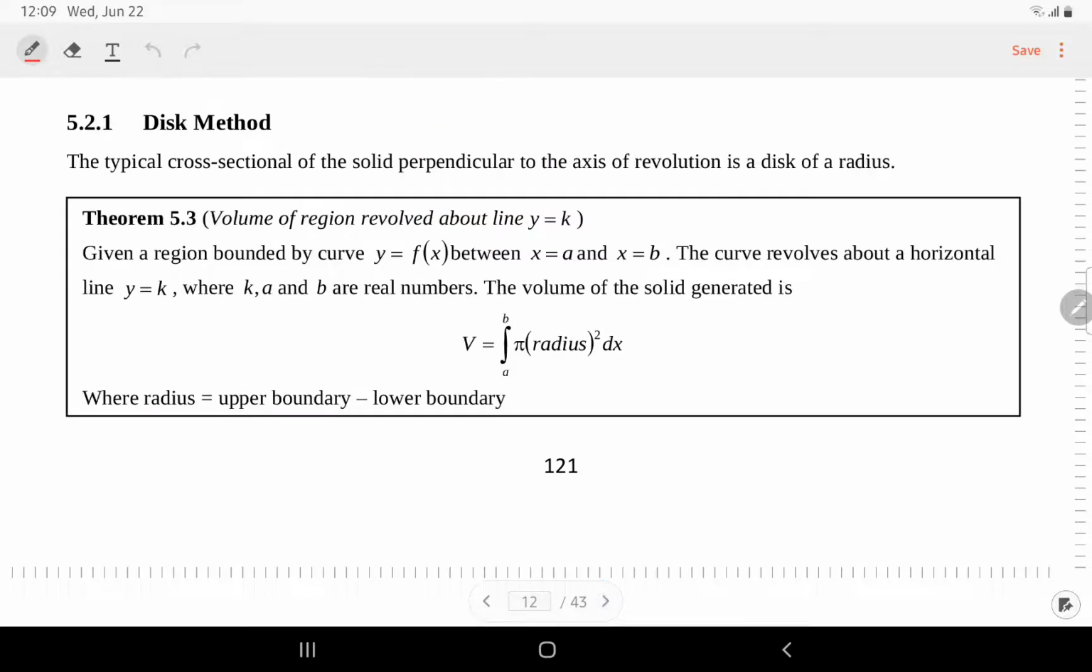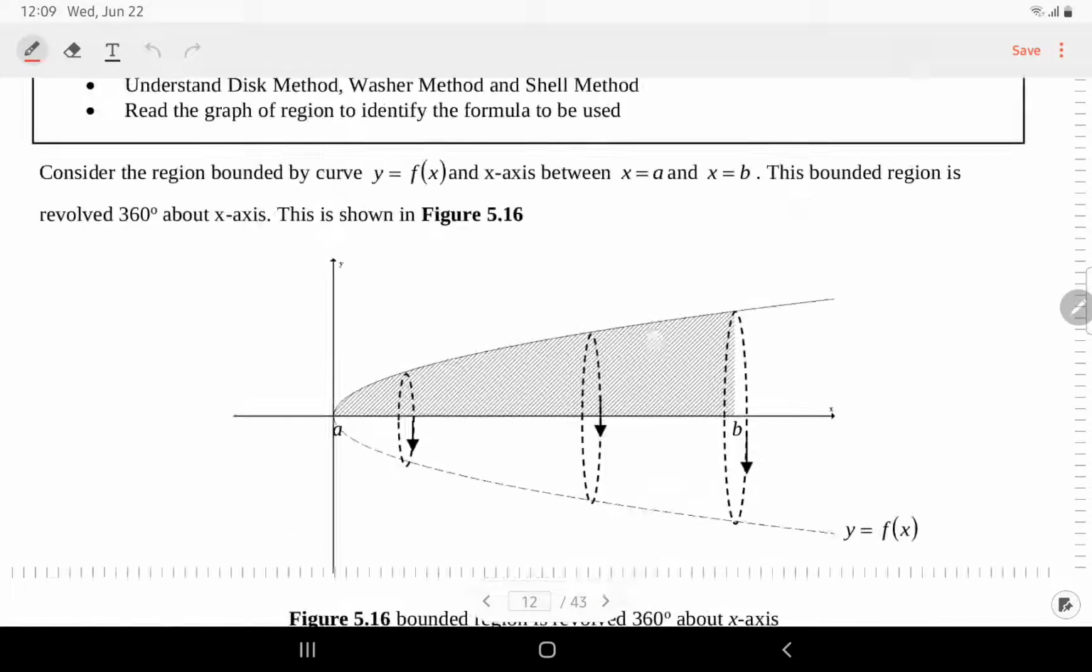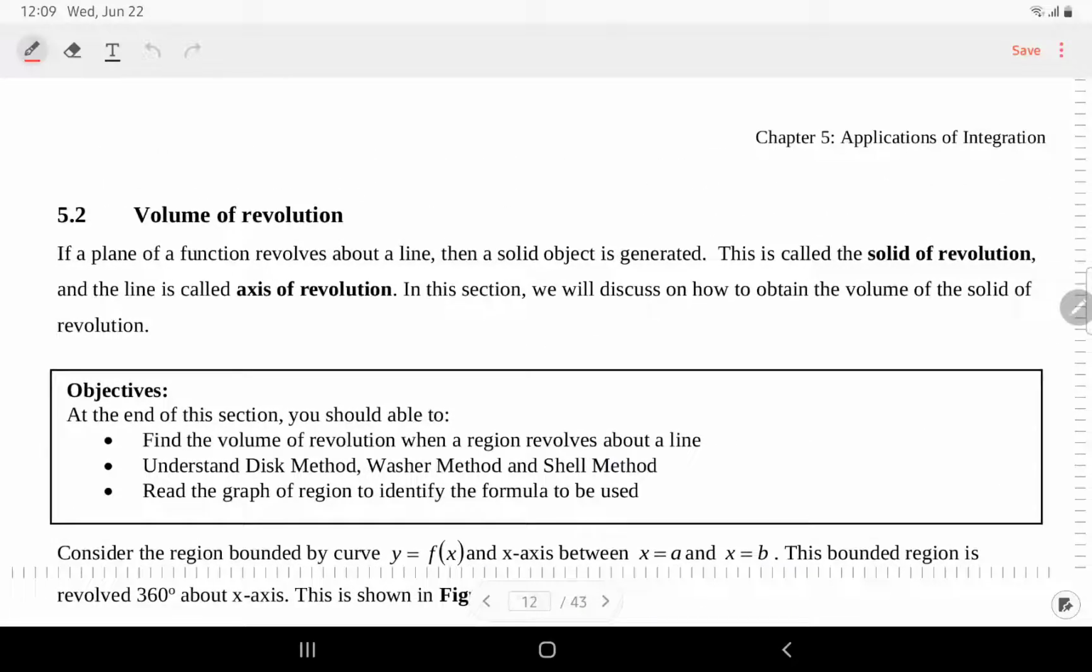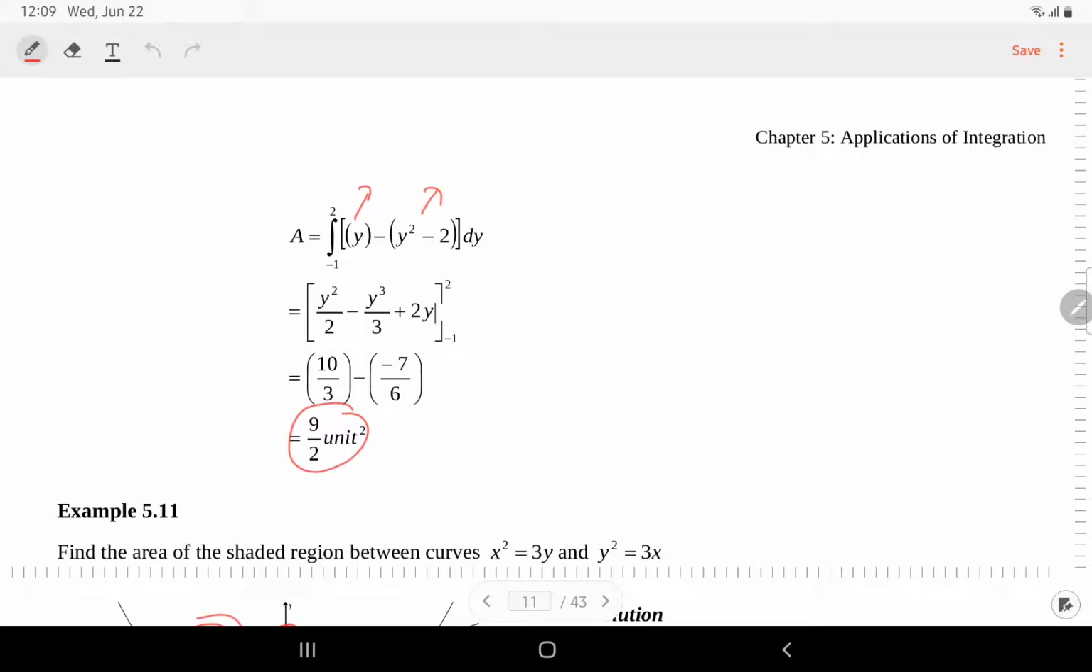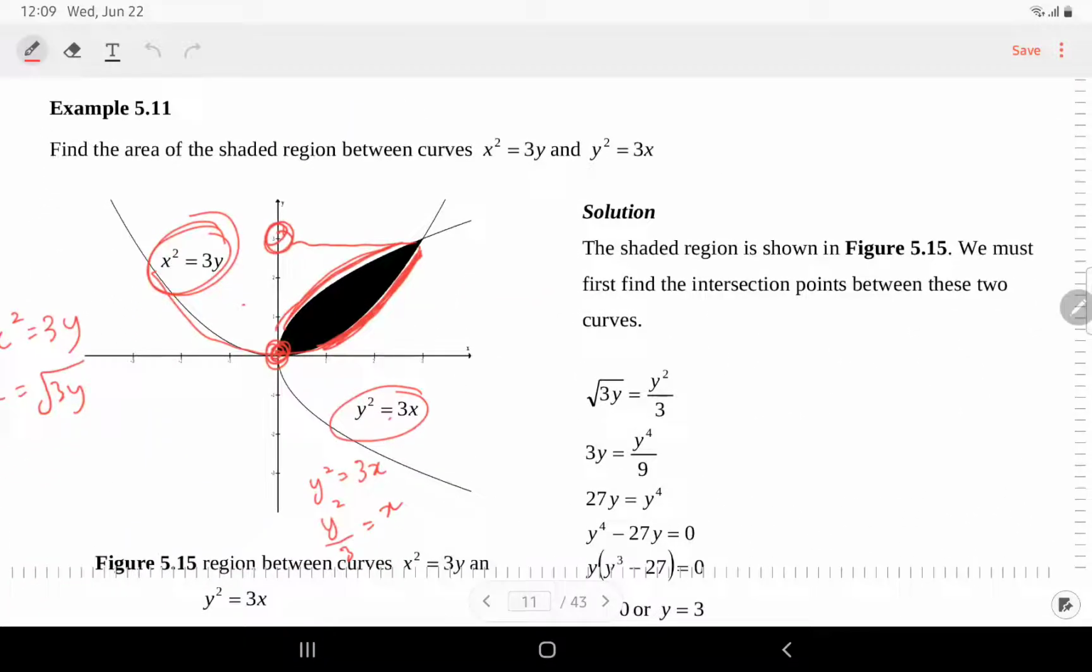Ada example lagi tak? Okay, dah tak ada example. So untuk topik seterusnya yang volume of revolution ni, kita akan masuk dalam week 13 and week 14. Okay, so untuk week 12 kita hanya belajar tentang region tadi, area tadi saja, area.